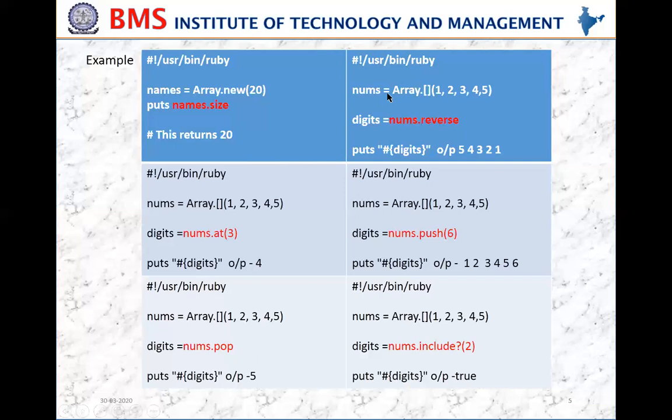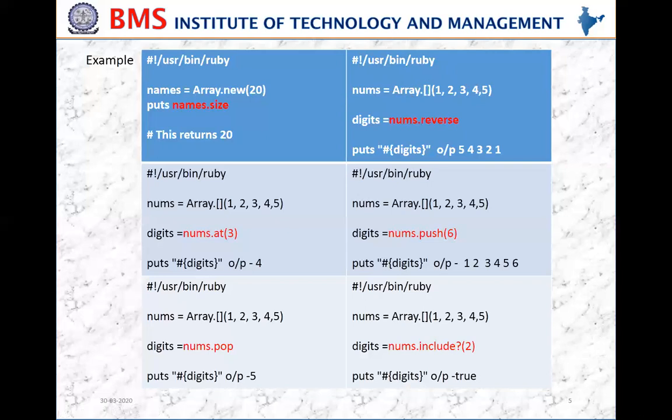In the second example, we have an array with a subscript. We have 1, 2, 3, 4, 5. So there are 5 elements. It is nums of 0 is 1, nums of 1 is 2, nums of 2 is 3, nums of 3 is 4, nums of 4 is 5. So it is 0 to 4.